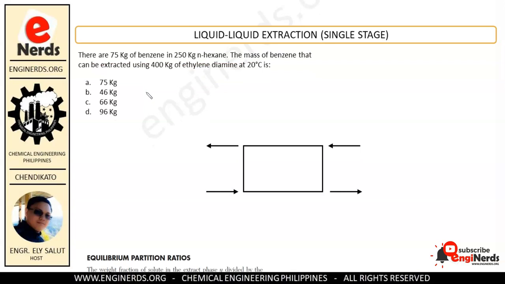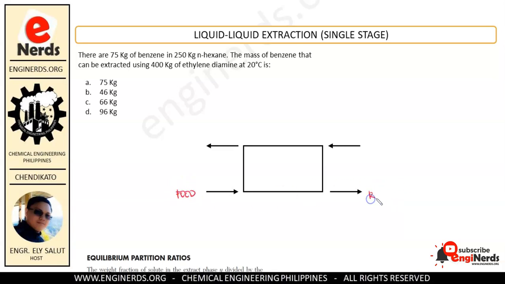Okay, so this is our problem right here. There are 75 kg of benzene in 250 kg of N-hexane. So, yan ang ating feed sa given na to, no? So, I will just write it here. We have our feed.